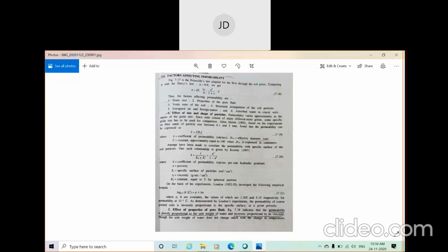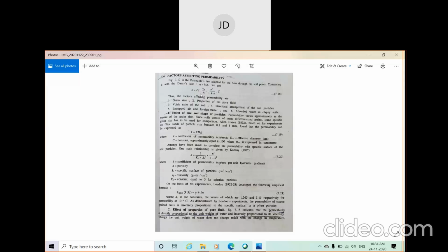So from this gamma w and this eta, these are what? Gamma w and eta are the properties of pore fluid, isn't it? So we can say K also depends on these properties of pore fluid. Okay, and void ratio of soil.